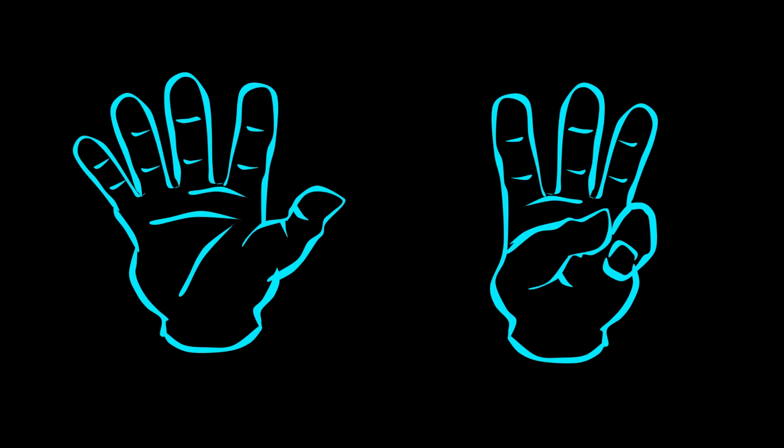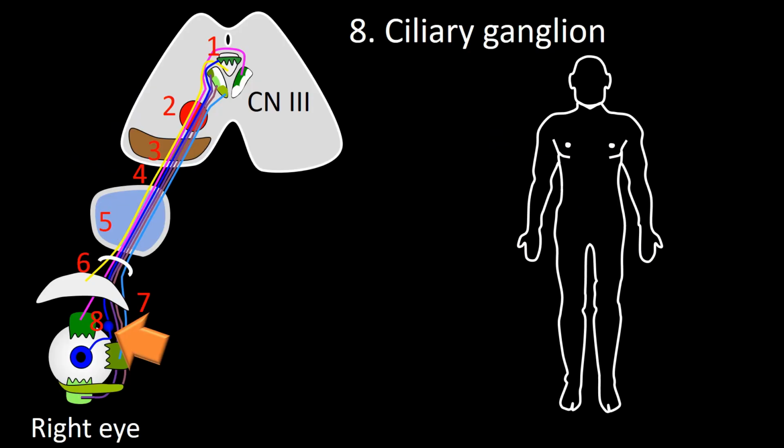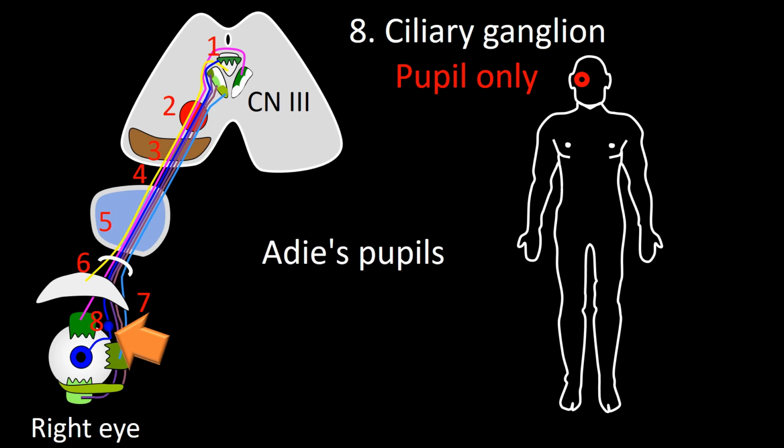The eighth site of cranial nerve 3 involvement is the ciliary ganglion. Hence, only pupillary abnormalities are present in this site of involvement. Ciliary pathology produces what has been called iris pupil. I will explain iris pupil in the next few minutes.